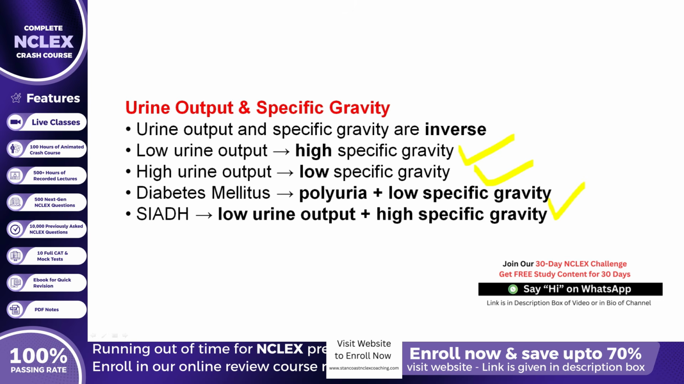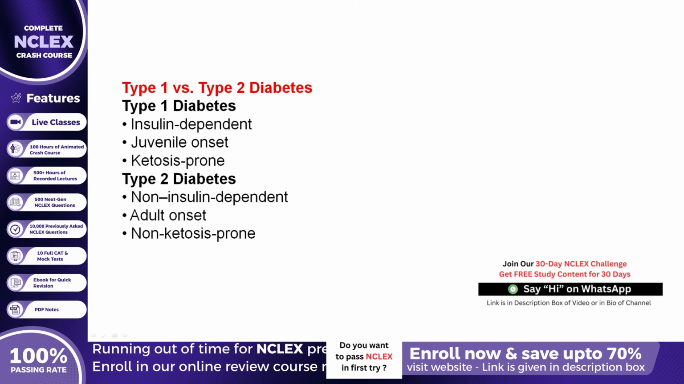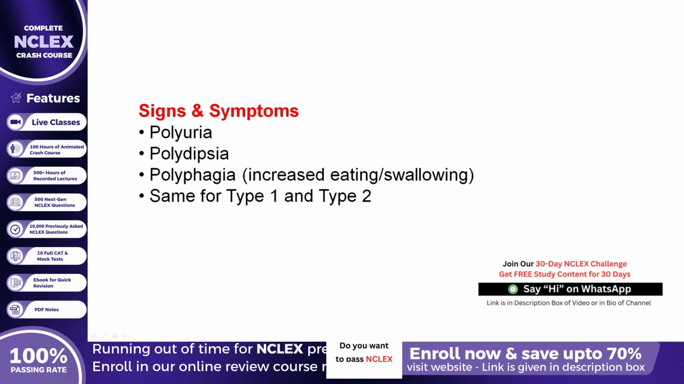Now let us look at the differences between type 1 and type 2 diabetes. Type 1 diabetes is insulin dependent. It has a juvenile onset. It is ketosis prone. Meanwhile, type 2 diabetes is non-insulin dependent. It has an adult onset, and it is non-ketosis prone. As we move forward, let us review the classic signs and symptoms.